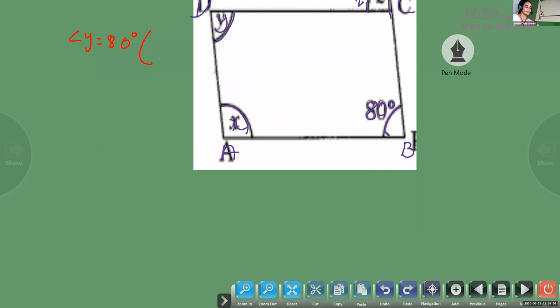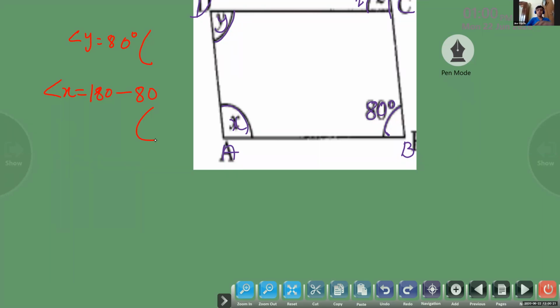Then after that, we should find angle X. How will we get angle X? Angle B plus angle X is equal to 180. Angle X equals 180 minus 80, that is 100 degrees. Write the reason.